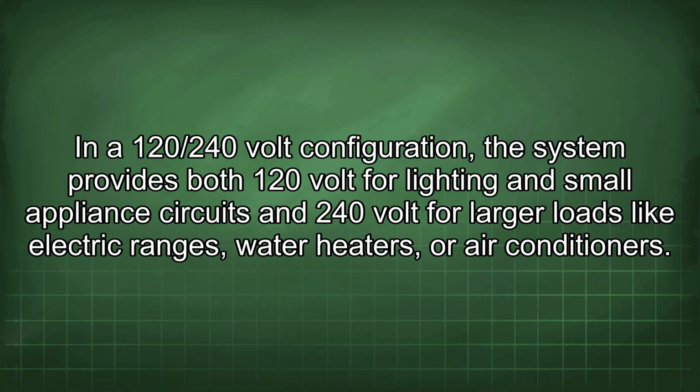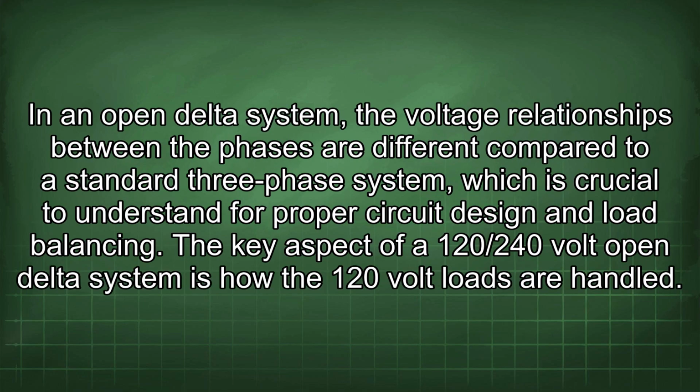In a 120/240 volt configuration, the system provides both 120 volt for lighting and small appliance circuits and 240 volt for larger loads like electric ranges, water heaters, or air conditioners. In an open delta system, the voltage relationships between the phases are different compared to a standard three-phase system, which is crucial to understand for proper circuit design and load balancing.